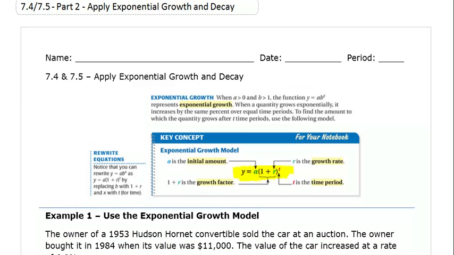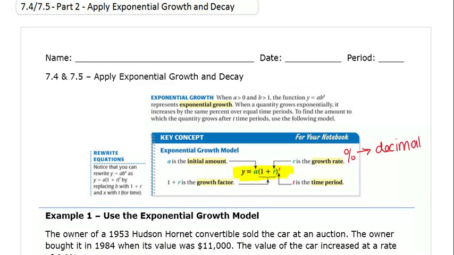It looks very similar to what we talked about in the first part of 7.4 and 7.5. A is the initial amount, which makes sense. We said A was that starting value when we dealt with this the first time. That 1 plus R is what we call the growth factor, but what I really care about is that R is the growth rate. The growth rate is usually going to be given to you as a percentage. Hopefully by now we realize that we can't work with percentages in terms of working with different operations, so we are going to need to change that percent to a decimal. And finally, T is the time period.